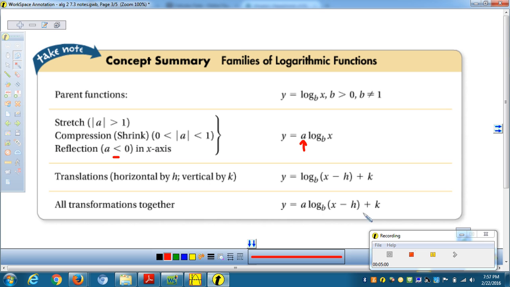And then if it has all of these transformations together, there's our stretch, here is our horizontal shift, and here is our vertical shift. So you will be identifying some transformations in the homework tonight, just like we've been doing in all of our chapters.